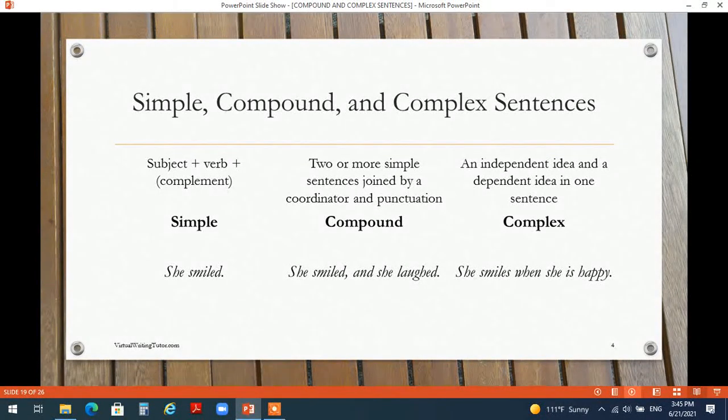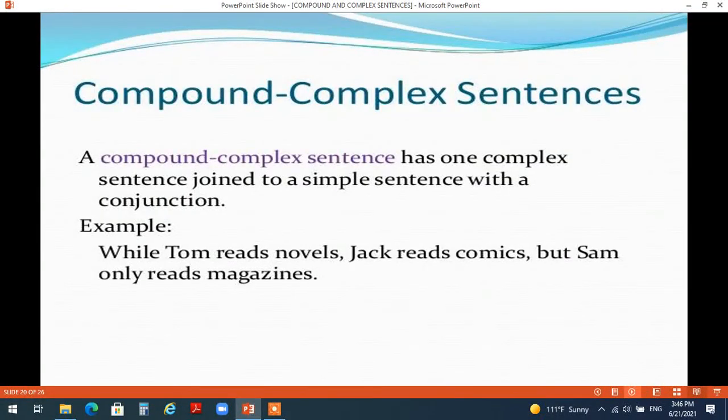But the other clause, when she is happy, this is a dependent idea لأنها تبدأ بإحدى subordinators ولأن العبارة الفعلية التي تأتي بعد subordinator تكون دائما dependent clause. فإذا this is how the complex sentence is made. This is how the difference between the three types of sentences can be discussed. Now, also we have some other fourth type of sentences which can be entitled compound complex sentences.